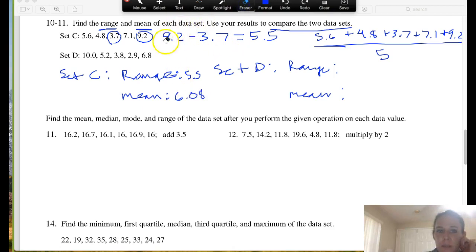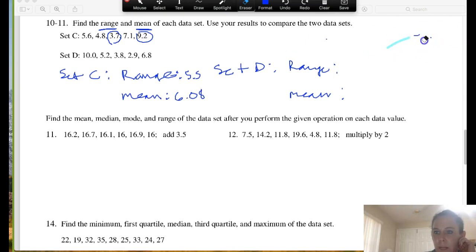Now let's do the same thing for set D. Let's go ahead and find our range and our mean. Our range for set D, let's look at our smallest data point. It looks like it's 2.9. And our largest data point looks like it's 10. So the range would be 10 minus 2.9, which is 7.1.